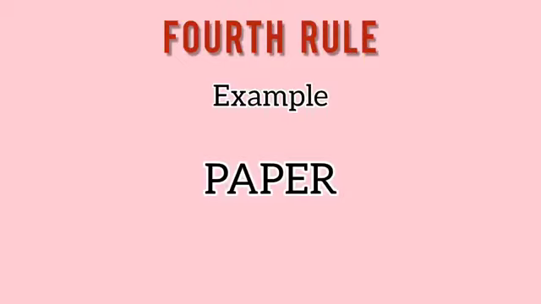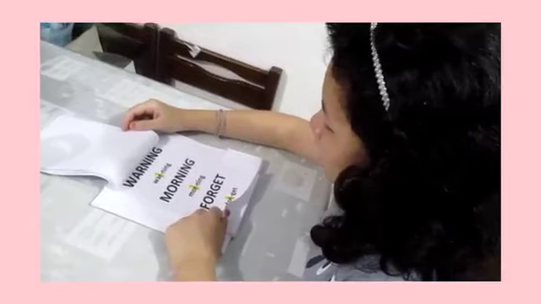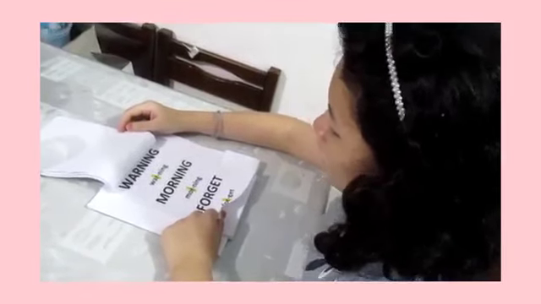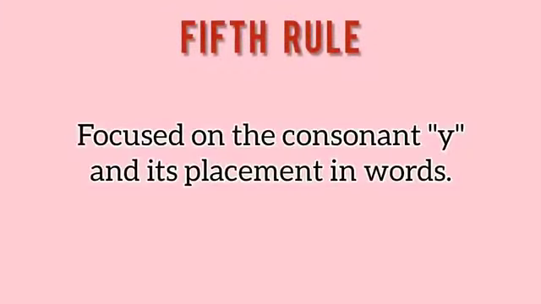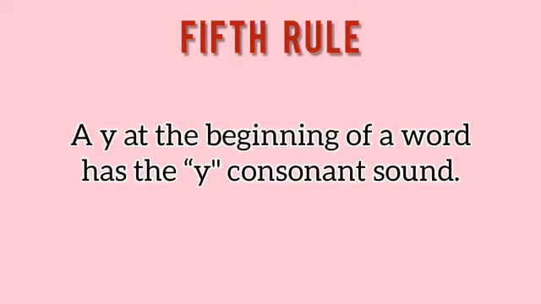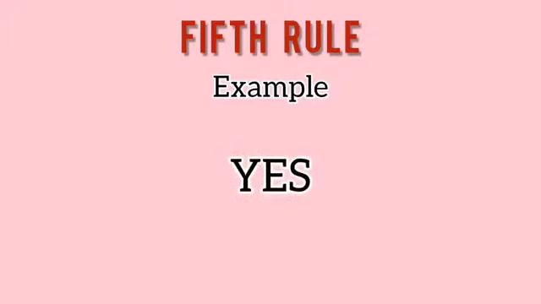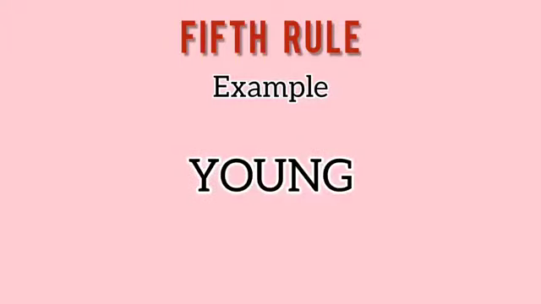Now let's try to say it. Warning, morning, forget, person, paper. The fifth rule is focused on the consonant Y and its placement in words. A Y at the beginning of a word has the Y consonant sound, which is ya. For example, the words yellow, yes, and young. All words have the ya sound followed by the sound of the vowel.